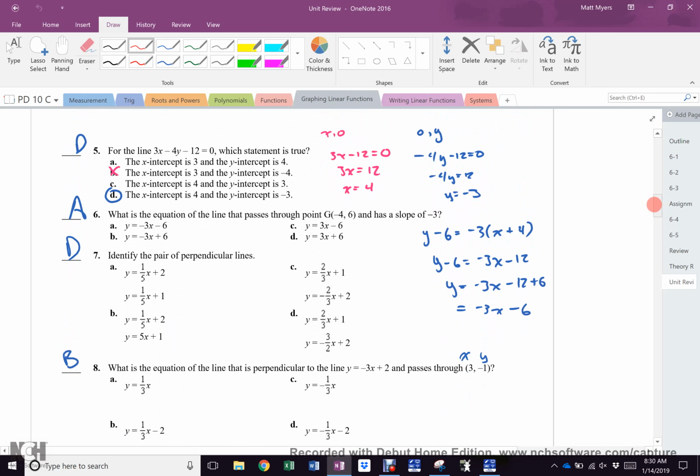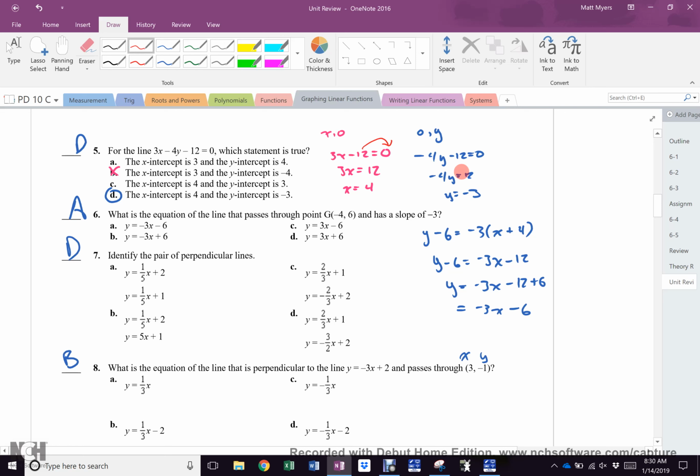5. All right, which statement is true? So you need to check the intercepts. When you are checking the intercepts, x-intercepts are x, 0. There's an x, there's an x. 3x minus 4y, there's a y, there's a y. 4 times 0 is 0, so the 0 drops out. 3x minus 12 equals 0. Bring the 12 over. 3x equals 12, x equals 4. And then the same thing over here.